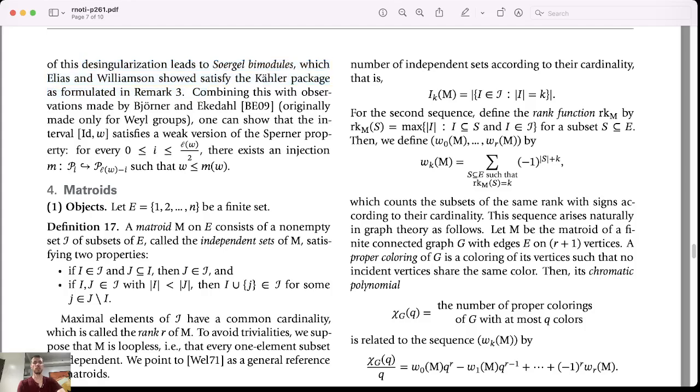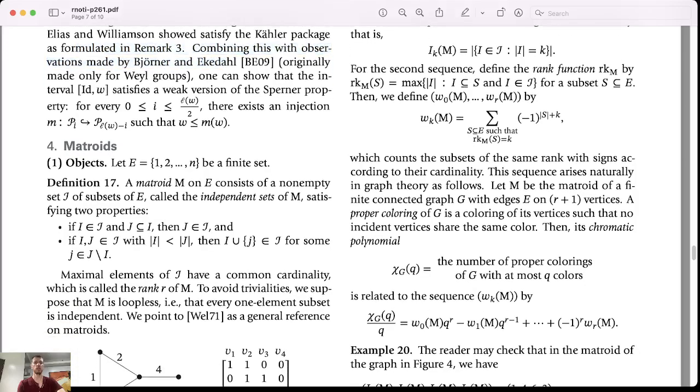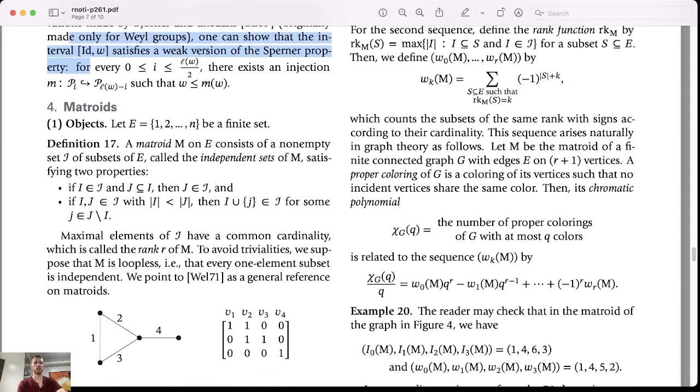Combining this with observations made by Björner and Ekedahl, originally made only for Weyl groups, one can show that the interval from identity to w satisfies a weak version of the Sperner property. For every 0 less than i less than l(w) over 2, there exists an injection μ from 𝒫_i into 𝒫_{l(w)-i}, such that w is less than μ(w).